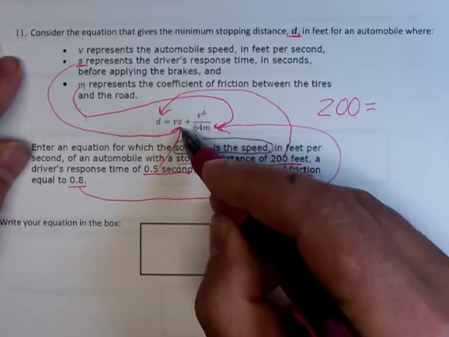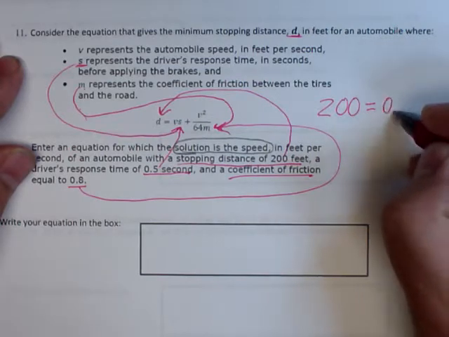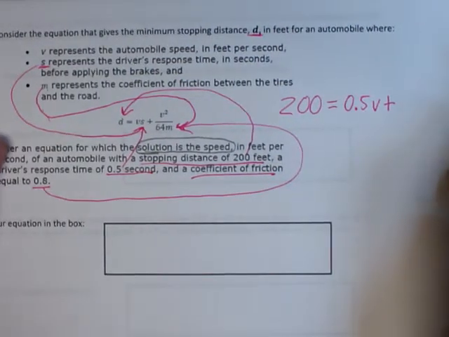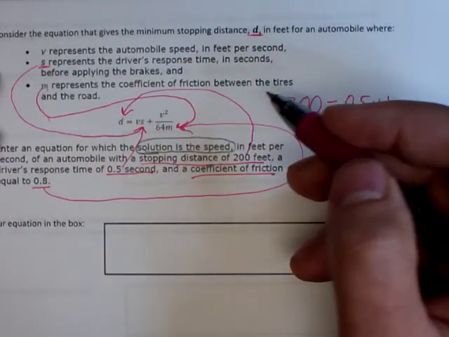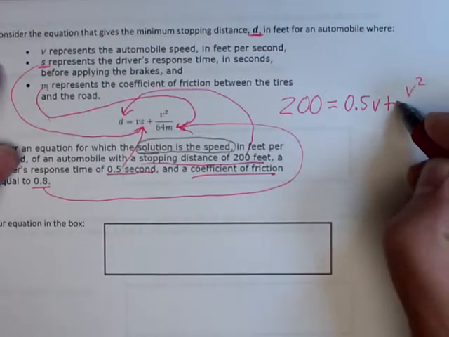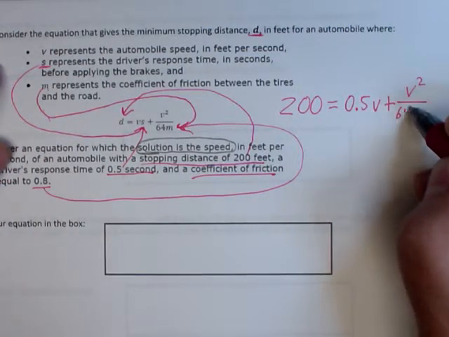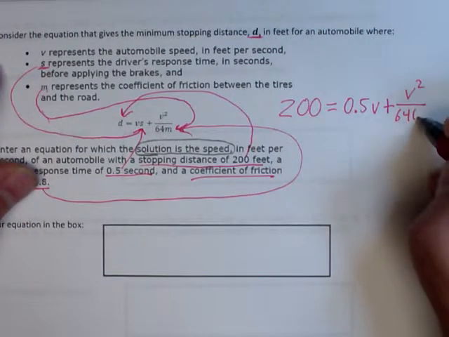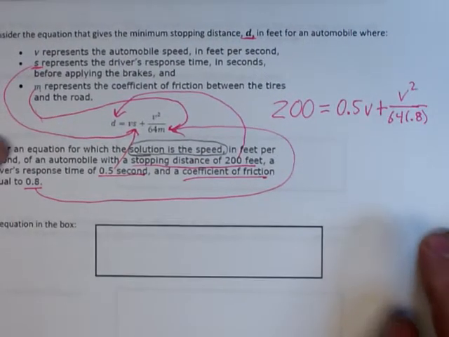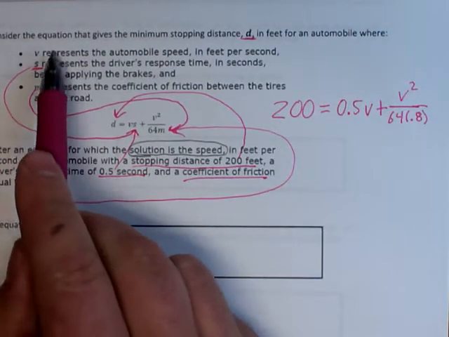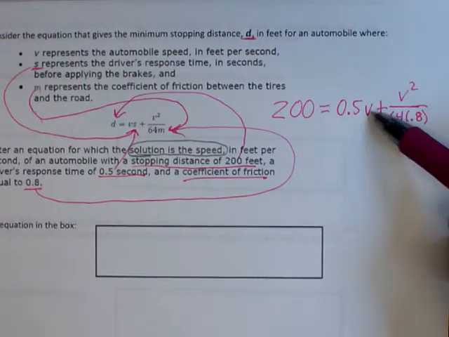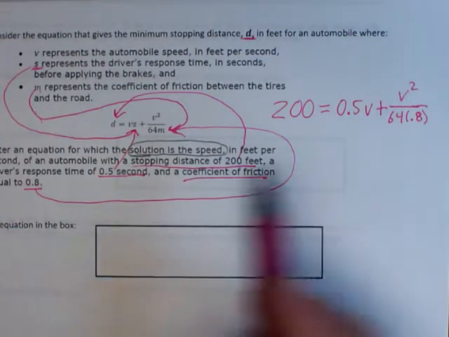VS, V we don't know what it is, but S is 0.5, so 0.5 V plus V squared, we don't know what V is so we're going to leave it, over 64 M. M is the coefficient of friction, that's the 0.8. Okay, so all we've done is read the definitions of the variables and plug in the information that they've given us. We didn't plug in for V because they didn't give us that, and here's where this statement comes in.